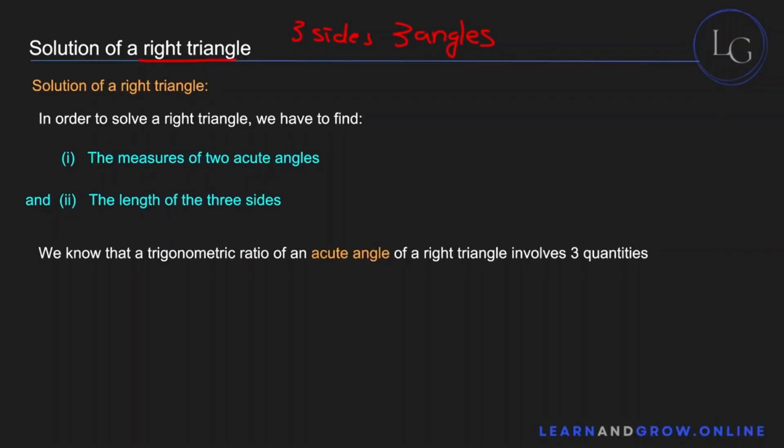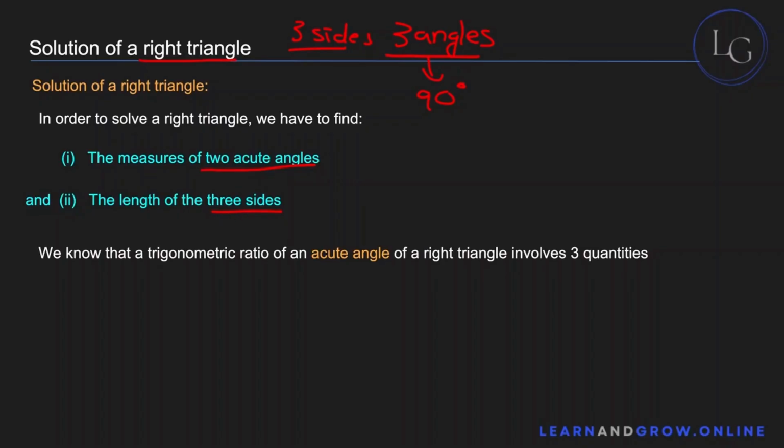So basically, in order to solve a right angle triangle, we have to find two things. You have to find the two acute angles and the length of the three sides, right? As again, like I said, the three sides and the three angles. But again, one of these angles is 90 degrees in a right angle triangle. That's why it's called a right angle triangle. So technically speaking, you already have one angle given to you, the 90 degrees, and you need to find the two other acute angles and the three sides.